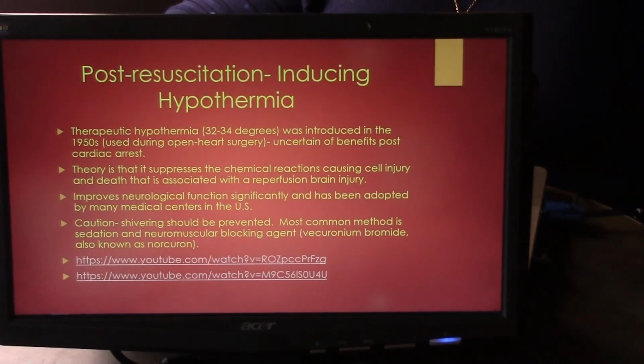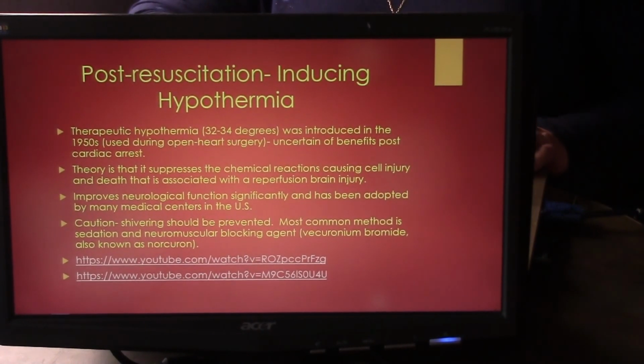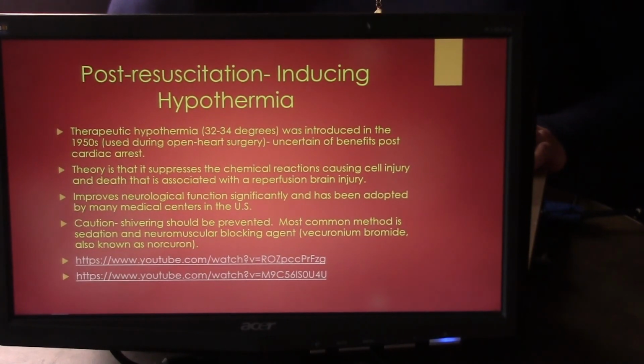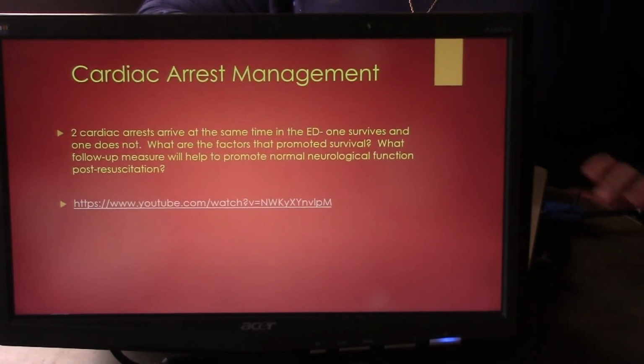There are 2 videos here for you to view as well that help to show how it's administered. And in some states, in some medical areas, it's started initially with EMS. And the outcomes, again, are really impressive.